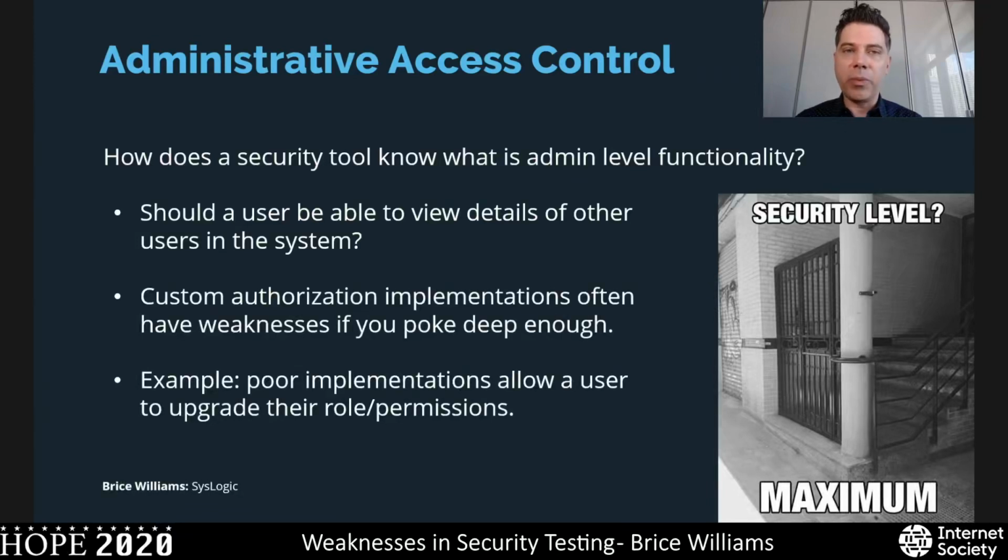We've seen custom authorization implementations generally have weaknesses if you poke at them deep enough. For example, in a poor implementation, we'll often see a scenario where a user can upgrade their role or permission simply by changing a parameter or supplying a field where maybe the UI isn't passing it to an API, but if you supply it, you could change your role to an administrator, and there's no authorization check to prevent that from happening. A tool might be able to help with this, but they generally don't, so it's kind of up to you as you're evaluating a system to see if something like this is possible.